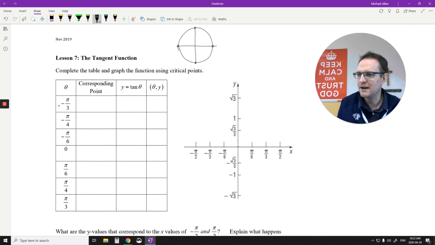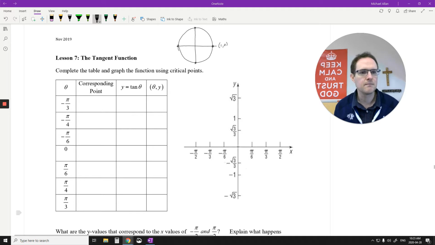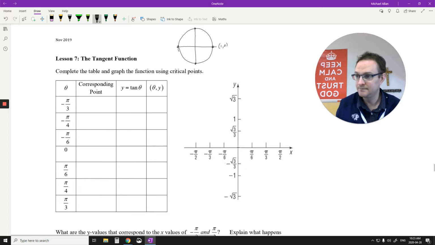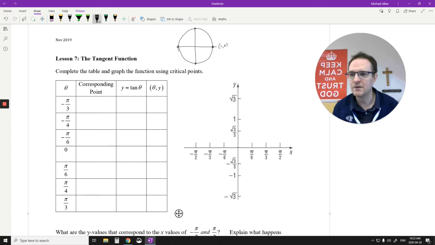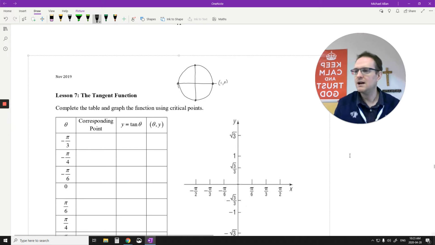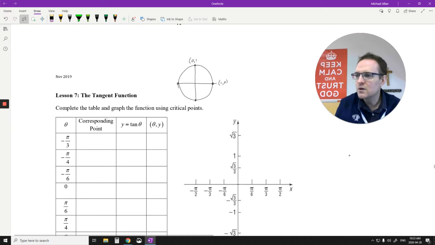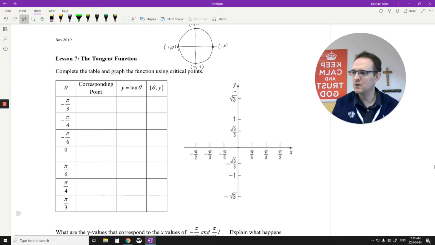So let's say we have this point here, which is (1, 0). If I go straight up, I would have (0, 1), and if I went straight down, I have (0, -1). If I went straight backwards, I have (-1, 0). So those are the quadrantal coordinate points.